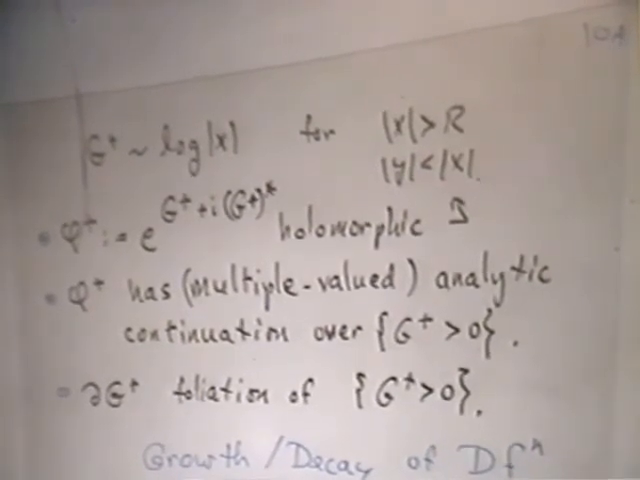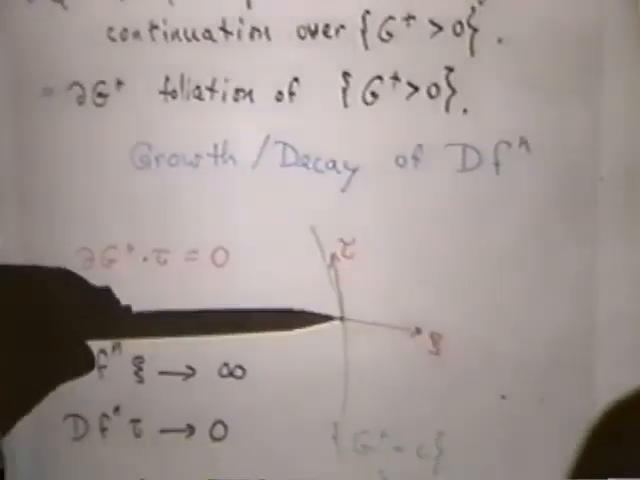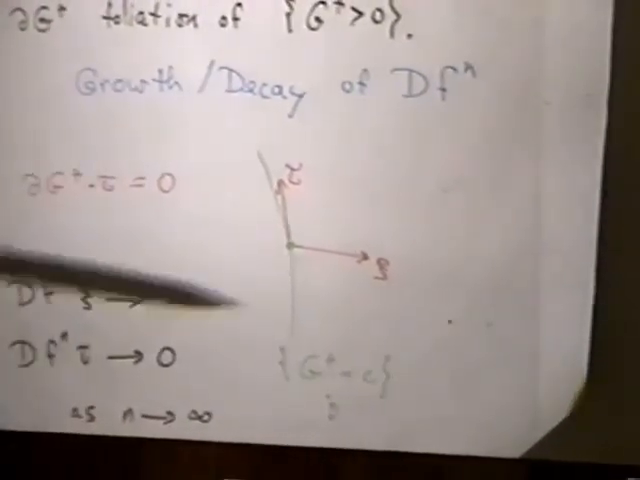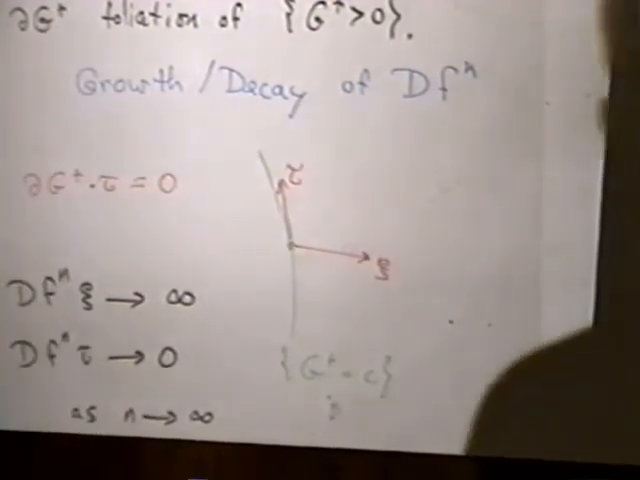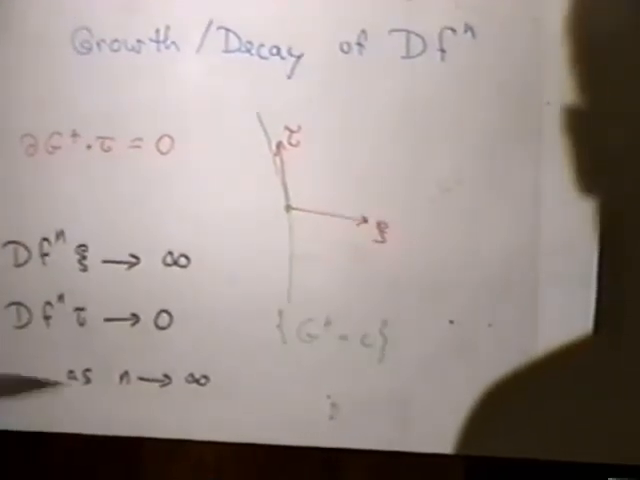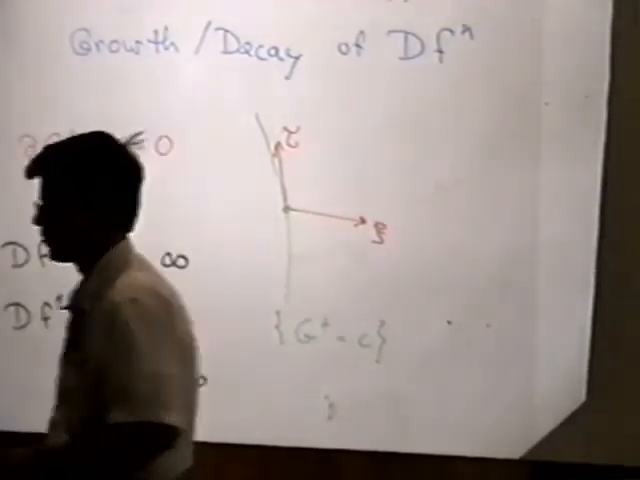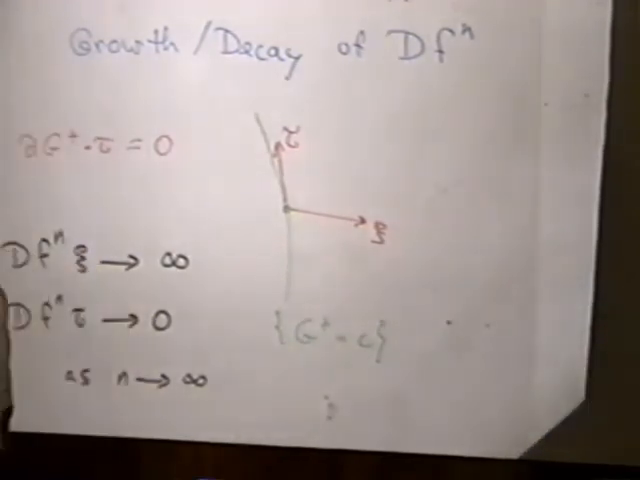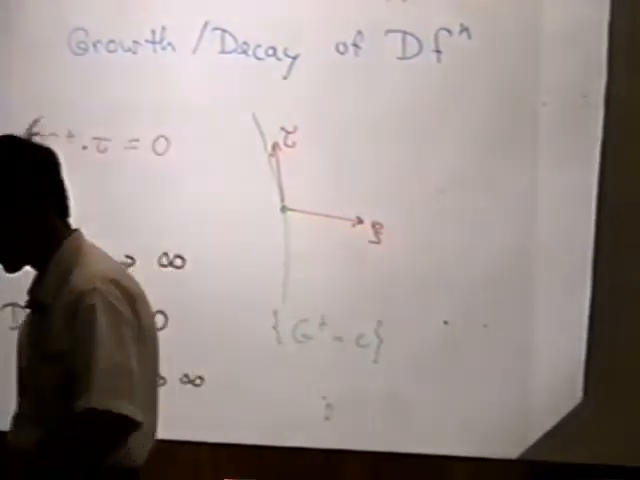If we're looking over here at the level sets of G plus, we can look at a tangent vector tau that would be tangent to this foliation, and we could look at some other complex vector xi that's transverse to the foliation. And the important part for us here is that as n goes to infinity, the differential takes this transverse vector and it grows at a super exponential rate, but the tangential vector goes to 0. Okay? In forward time.